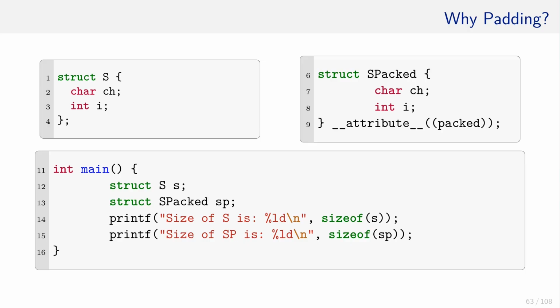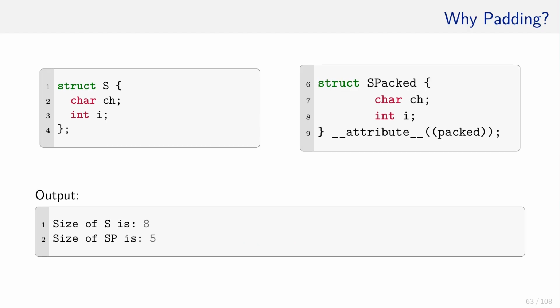Why padding in the first place? To explain this, let's consider the following program with two structures. The structures have identical members. However, the one on the right is packed. Therefore, executing the program shows differences in sizes. Why is that so? And what is the impact of this?